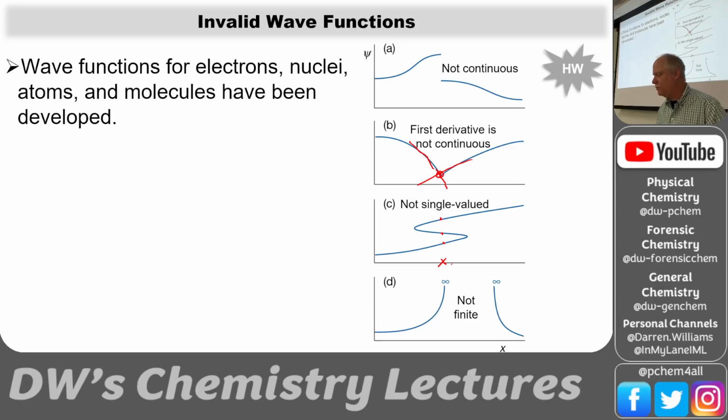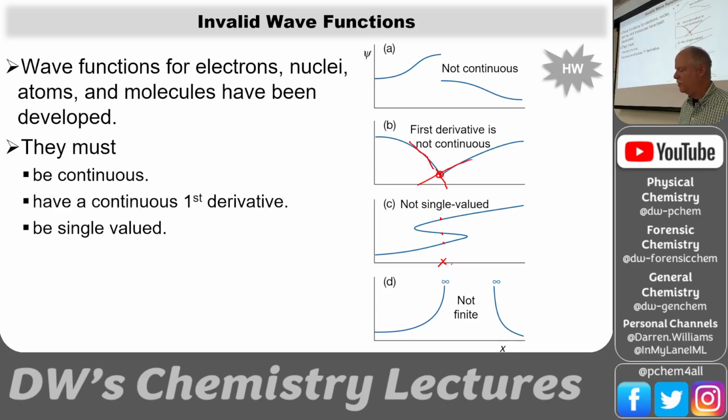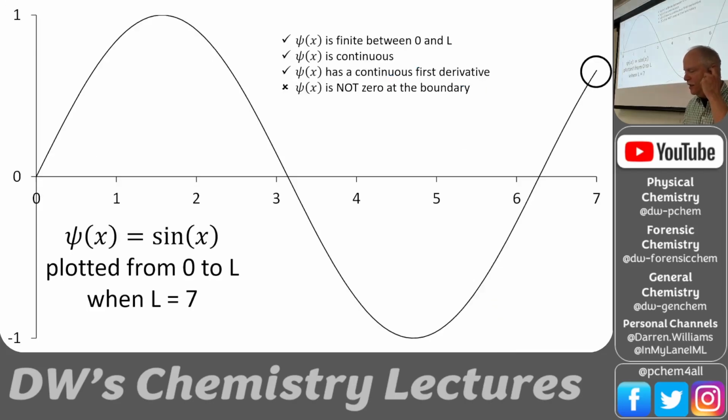So wave functions for electrons, nuclei, atoms, molecules have been developed, and they must be continuous, must have a continuous first derivative, must be single valued, and be finite. So let's build a wave function from scratch. Let's just pick a function that's easy to know, like a sine function. So here we have a sine function, and then we have a box at 7 angstroms long. I just picked a number, 7.